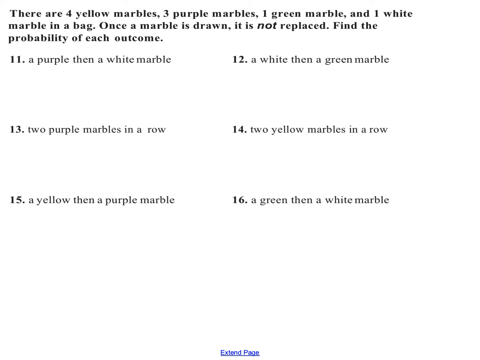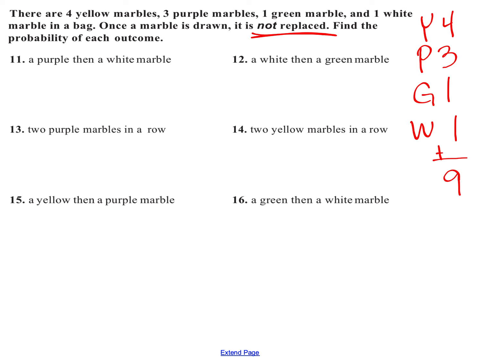Okay, number 11. There are 4 yellow marbles, 3 purple marbles, 1 green marble, and 1 white marble in the bag. Once a marble is drawn, it is not replaced. Find the probability of each outcome. We have yellow, there are 4, purple, there are 3, green, 1, white, 1. That actually is a total of 9 marbles. Okay, purple marble drawn first.